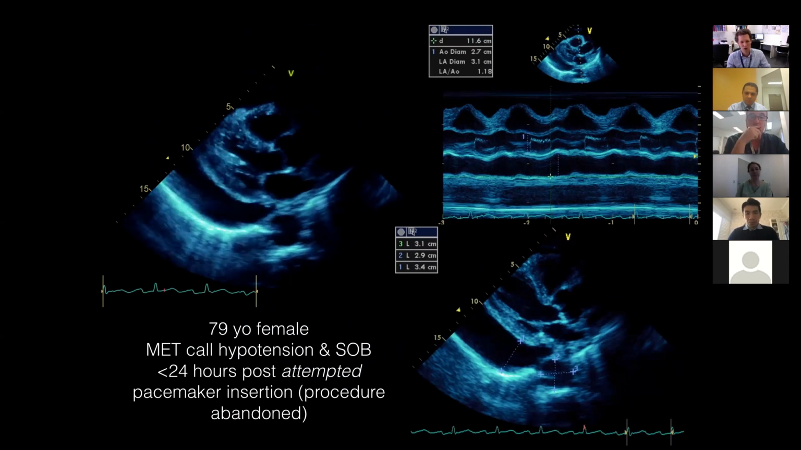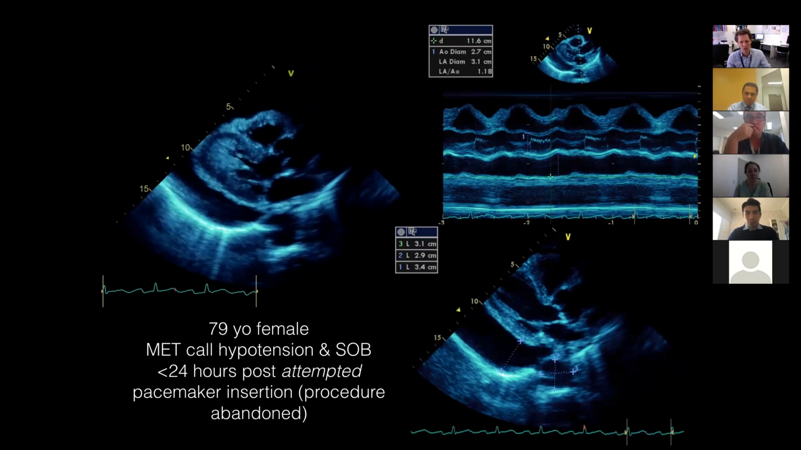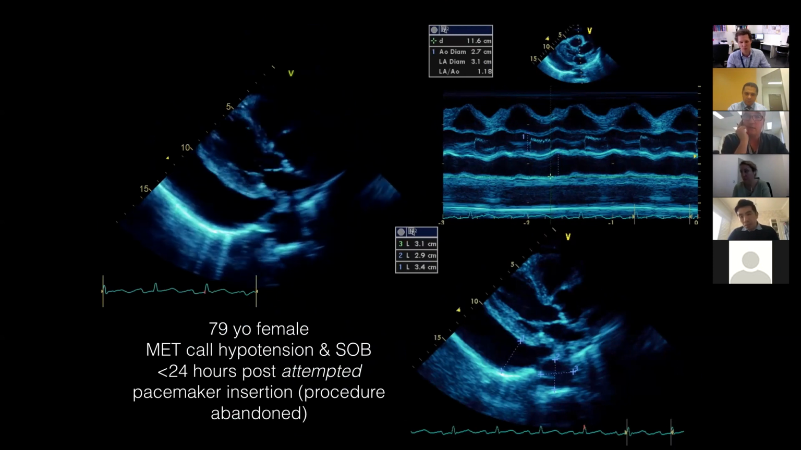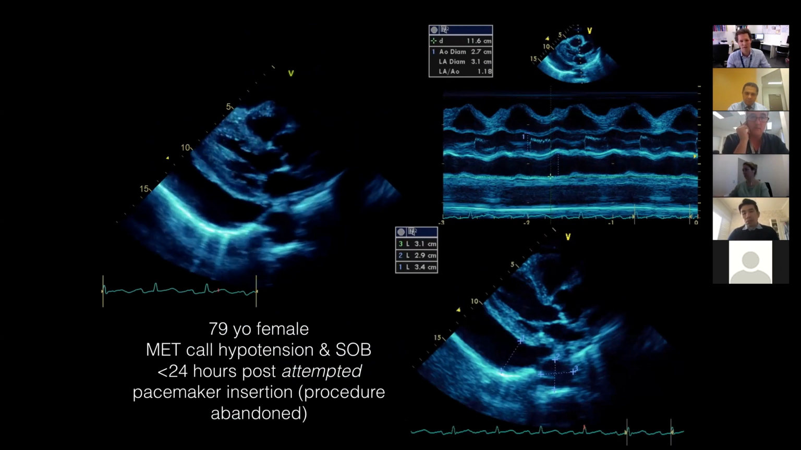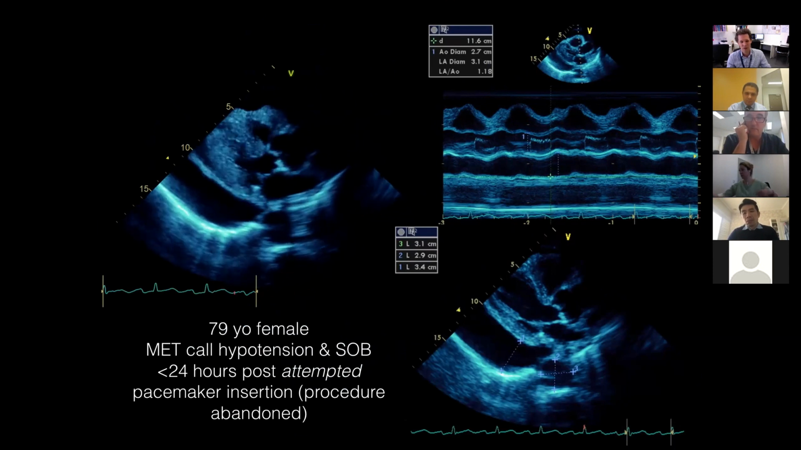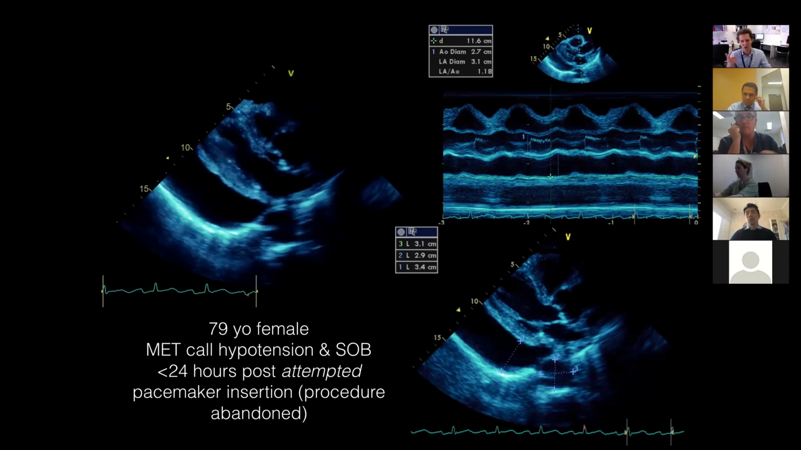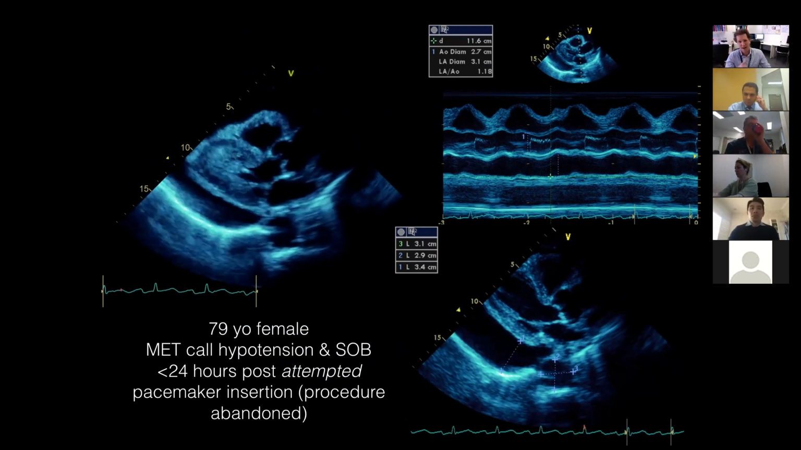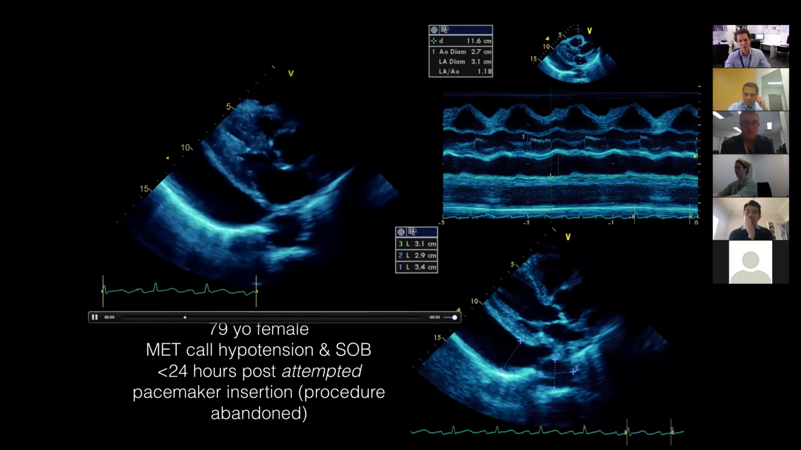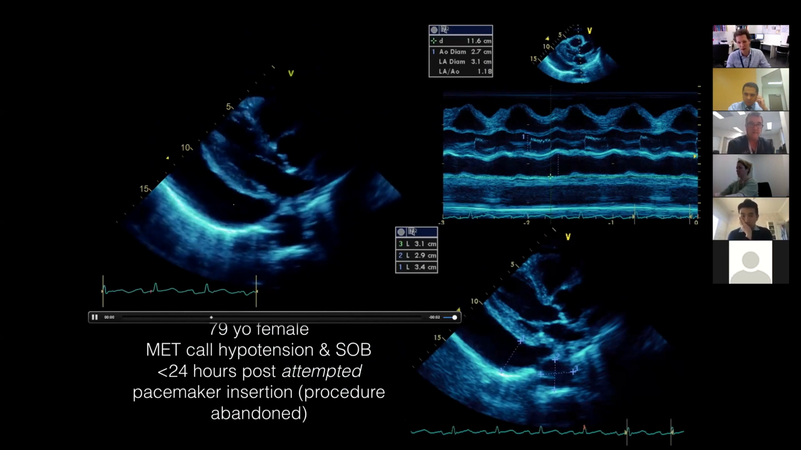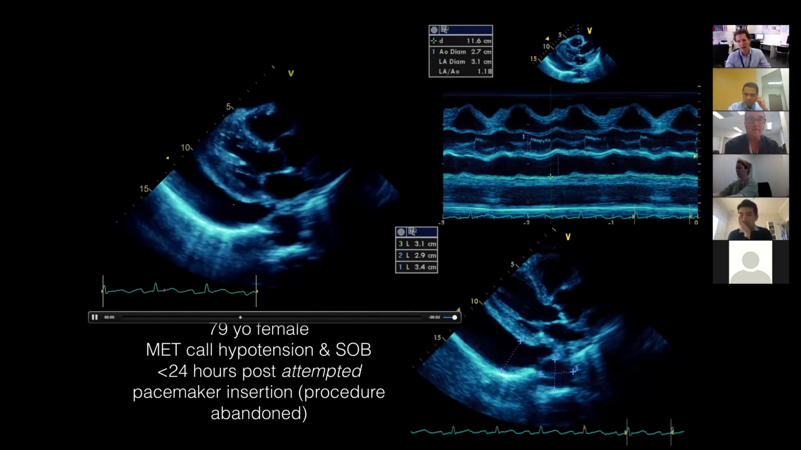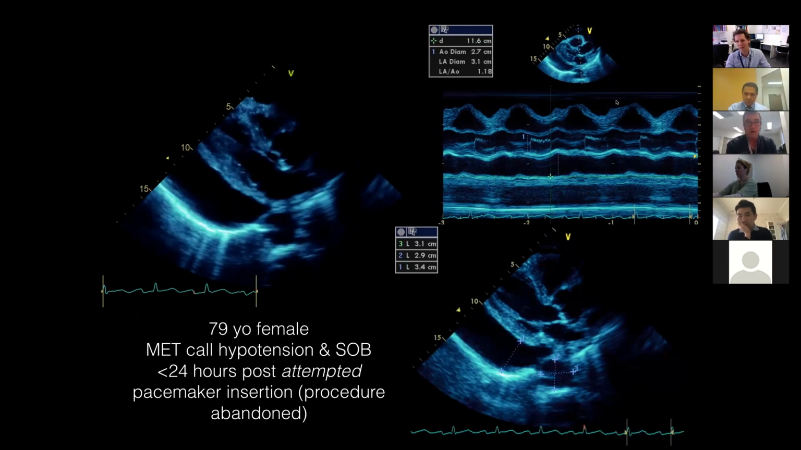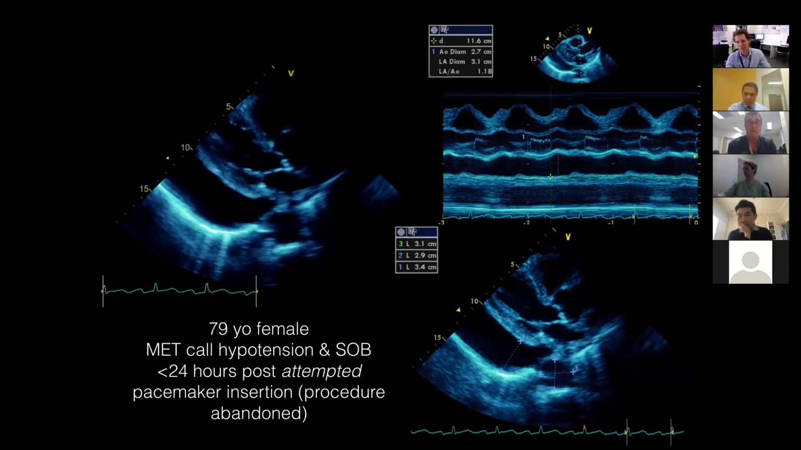So we've got a 79-year-old female, met call for hypotension and shortness of breath pretty soon after someone's tried to put in a pacemaker and the procedure was abandoned. This patient's hypotensive and short of breath, so they're meeting the clinical criteria, that's the first tick. Then the next thing we'd be seeing would be a big echo-free space. We're going to measure it at end diastole, and we can see here that it's at least 2, if not 3 centimeters.